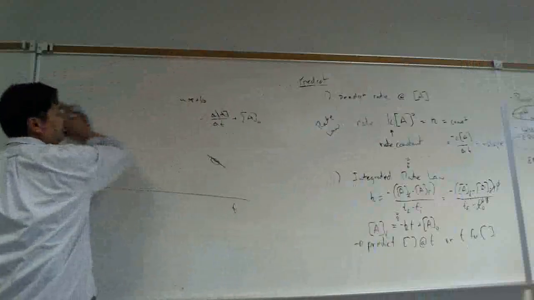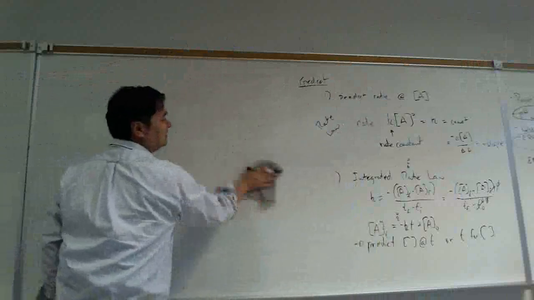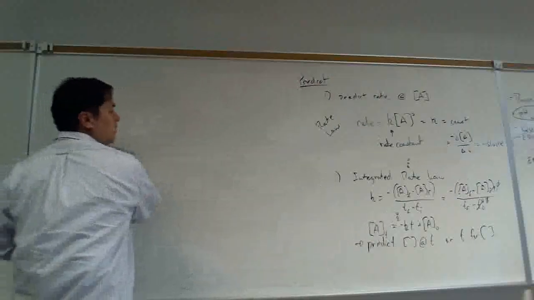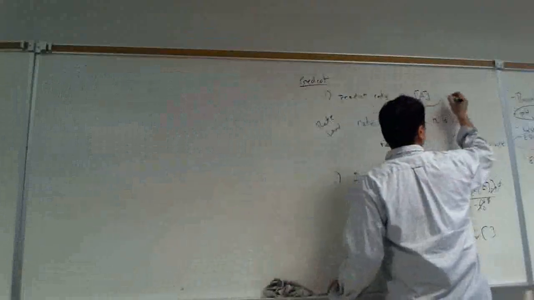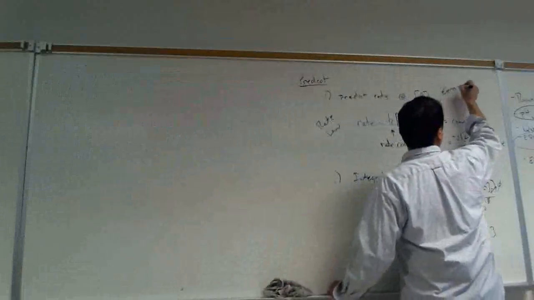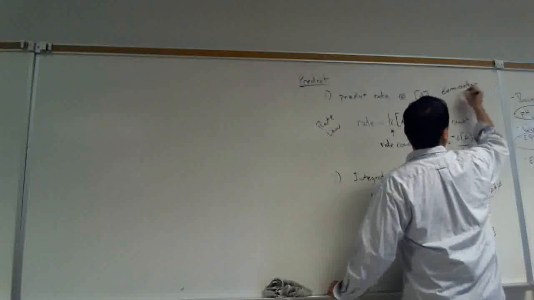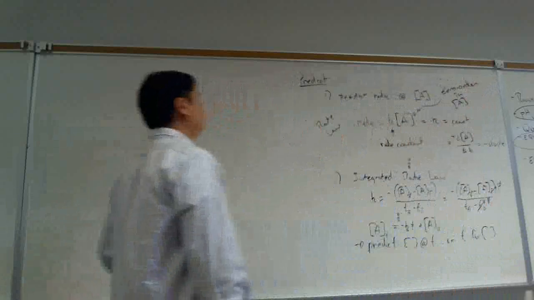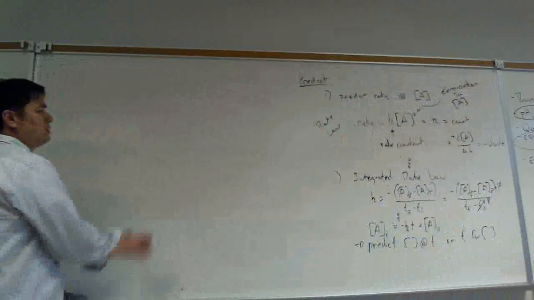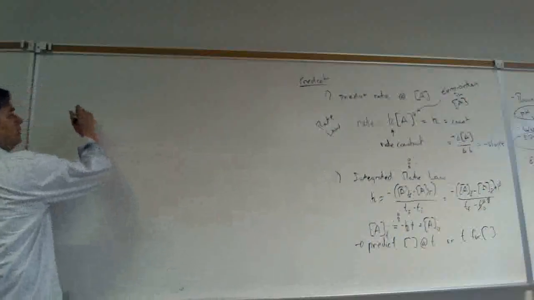So this is what we have here. Now, this is what we call a zero-order dependence on the concentration of A. So zero order in A concentration. And so this is called zero-order kinetics.